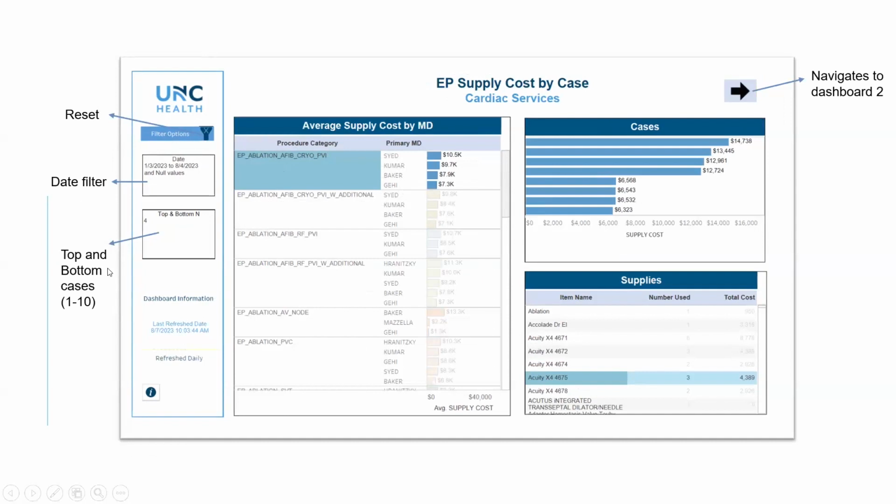Then this top and bottom filter was specific to the cases chart, where if we just want to look at maybe just the top one and the bottom one case, we can directly have the option to navigate just one case or maybe 5 cases up till like 10 top and bottom cases.